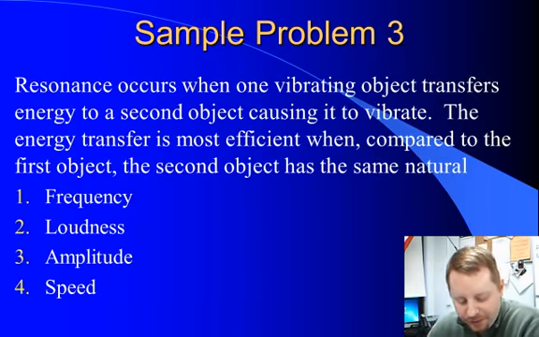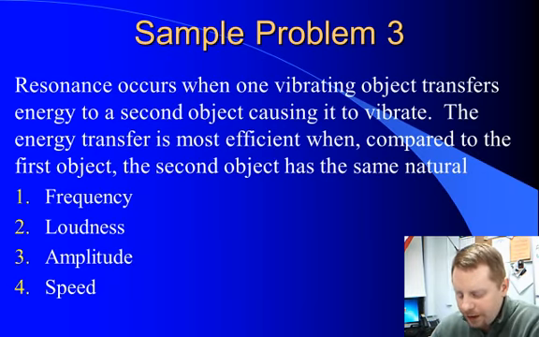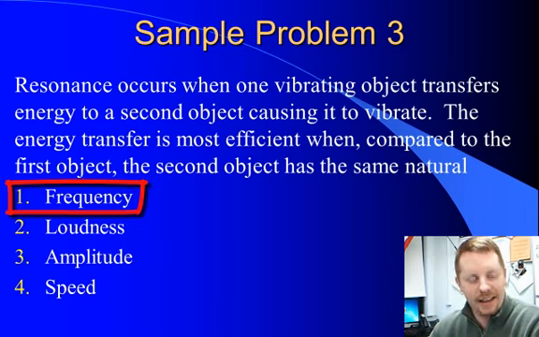Number 3, resonance occurs when one vibrating object transfers energy to a second object, causing it to vibrate. The energy transfer is most efficient when, compared to the first object, the second object has the same natural frequency, loudness, amplitude, or speed. You get the most efficient energy transfer when it vibrates at the object's natural frequency. Answer 1.